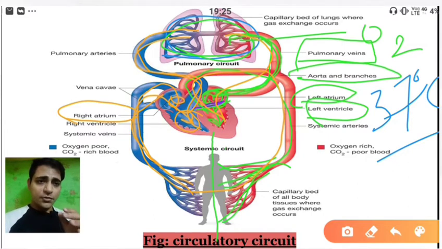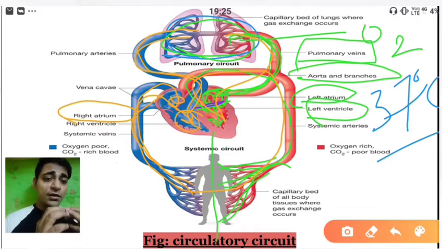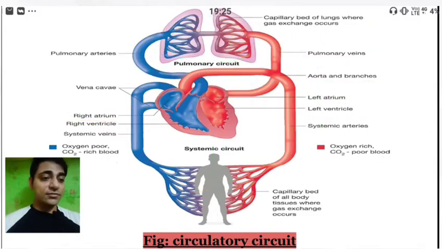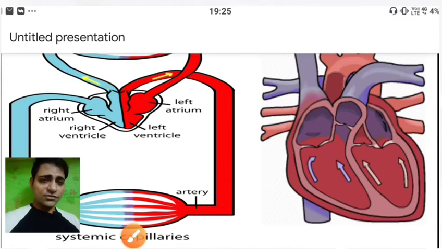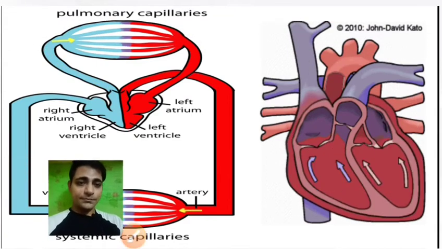Okay, so here this cardiac cycle is also said to be a double circulation, because two different circuits are involved. One circuit is connected to the pulmonary system, or lungs, and another circuit is connected to our body organs. We will see it now.